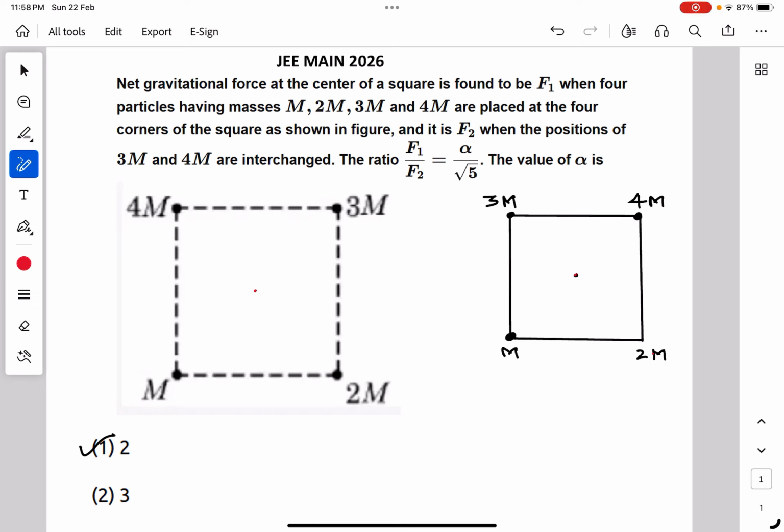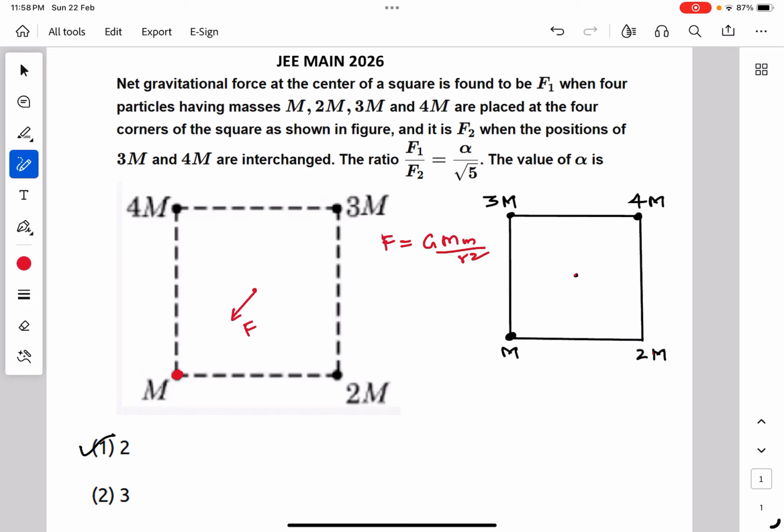Let us assume there is a particle of mass small m kept at the center, and the distance between center and corner is r. Therefore, force due to this particle of mass m at the center would be G m m upon r square, and this would be directed towards the mass capital M.